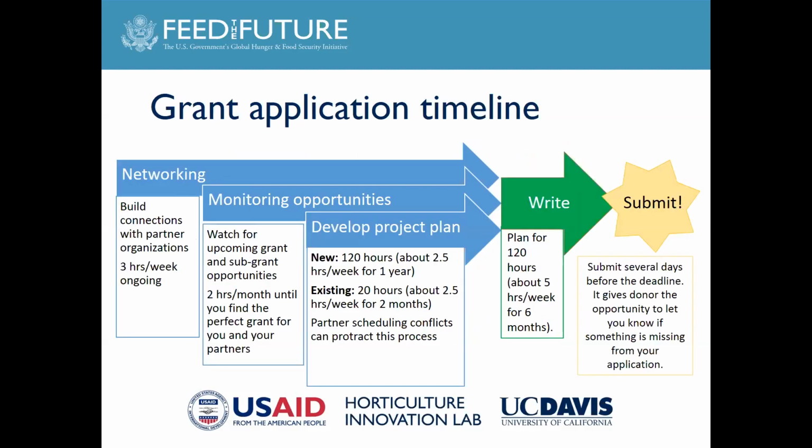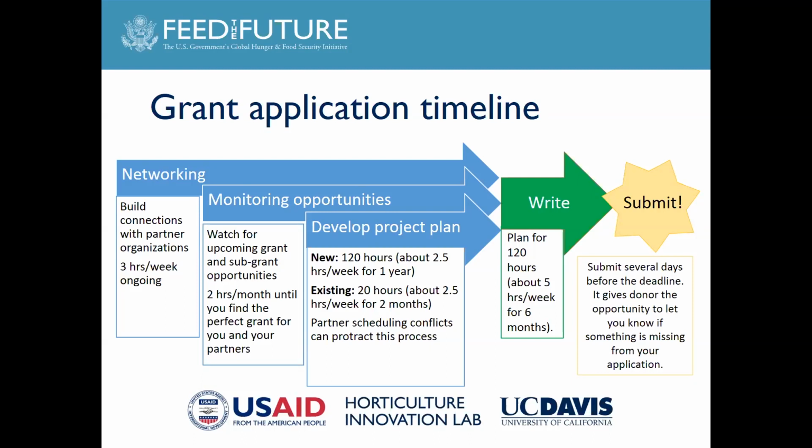So I mentioned that grant application is a time-consuming process, and I've drawn out some time estimates here to give you an idea of what that looks like. You'll see the word networking over and over again here, and it's one of the topics that I won't dig into today since we only have about an hour and a half, but it is going to be in your resources, and it's very important. Before you do anything else, start building connections with partner organizations. You can plan on spending maybe 3 hours a week on this on an ongoing basis.